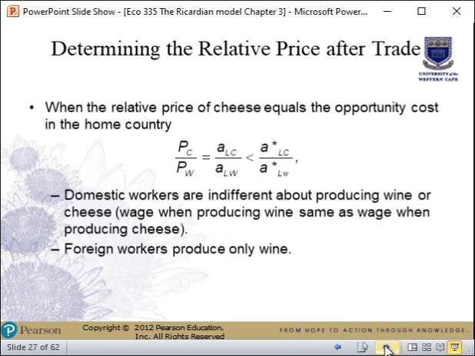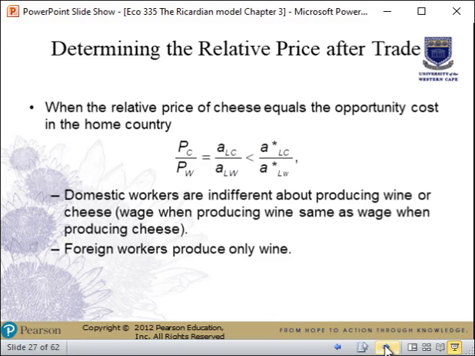The second scenario: if the relative price of cheese is equal to its opportunity cost in the home country, then home workers will be indifferent between working in the cheese industry or the wine industry. Thus, both cheese and wine will be produced in the home country, whereas in the foreign country, only wine is being produced, since earnings in the foreign wine sector will still be high.